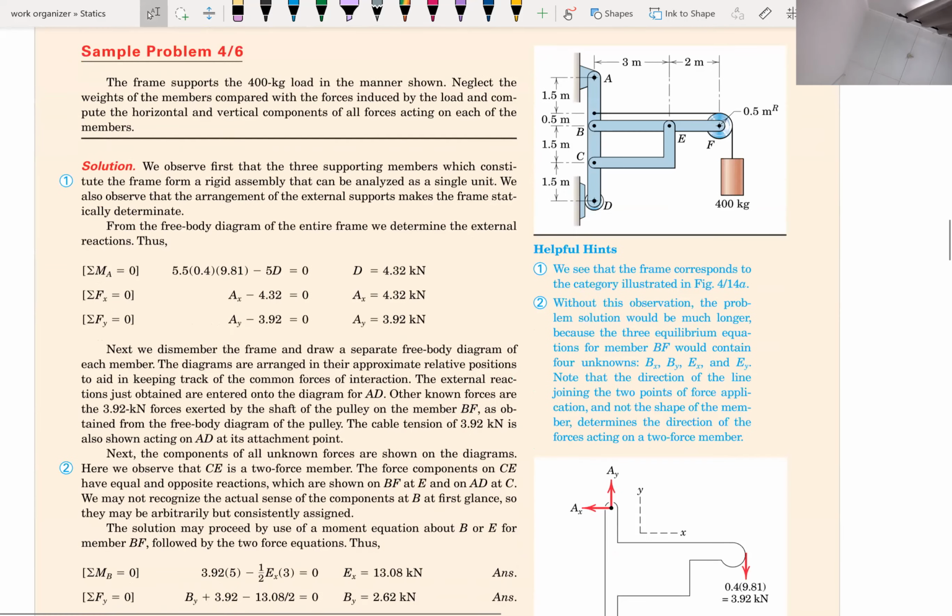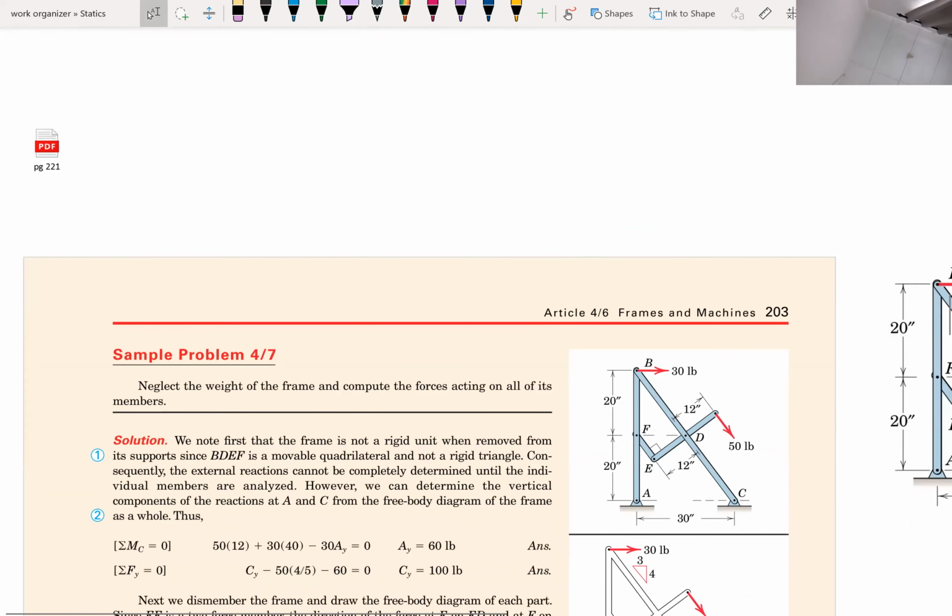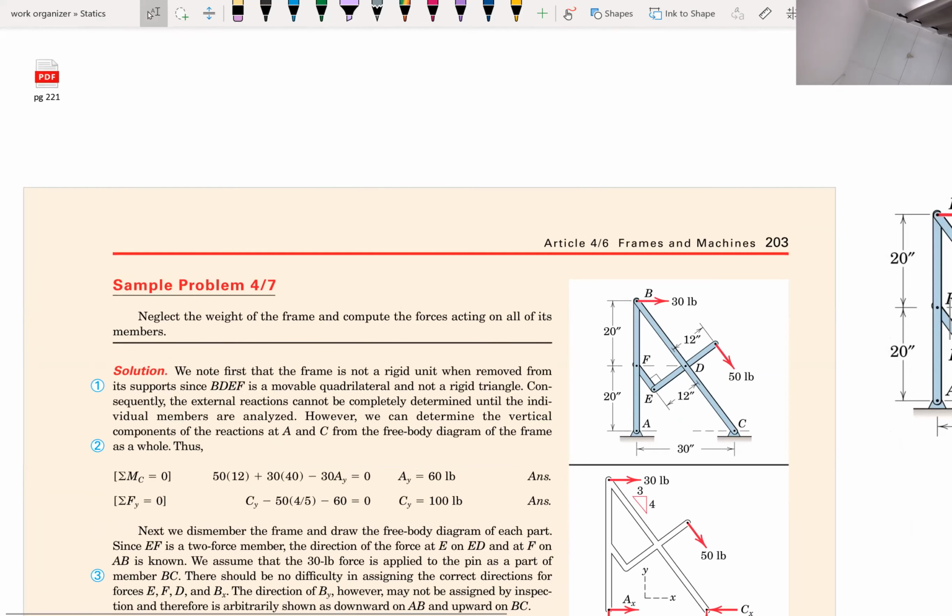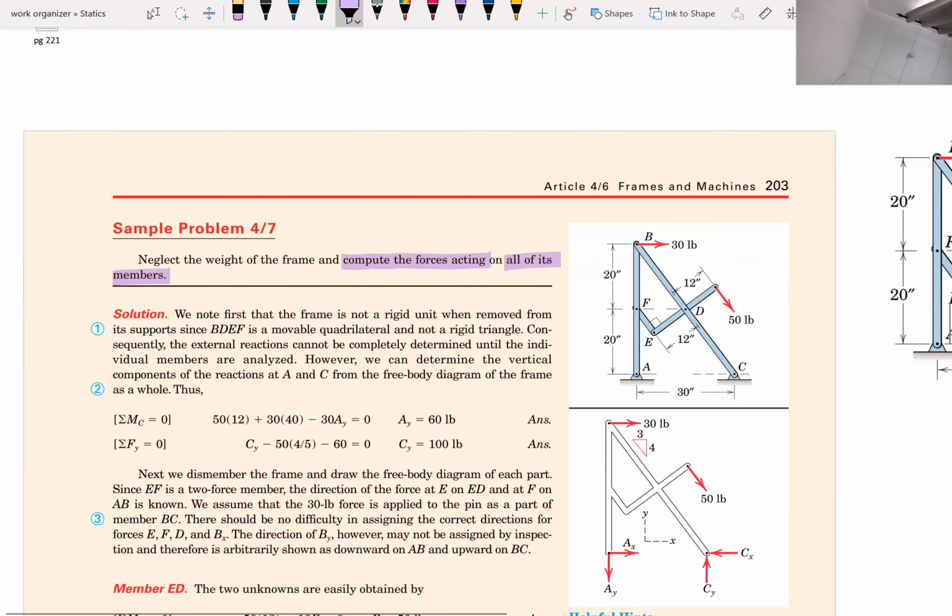So now we go for an example. We look at sample problem 4.7. The question: neglect the weight of the frame and compute the forces acting on all of its members. So what we have to do here is compute the forces of all the members. This is the structure here.